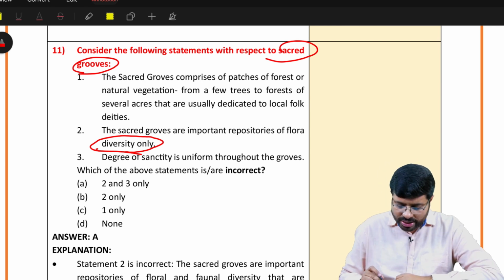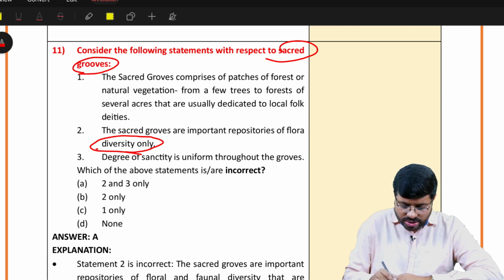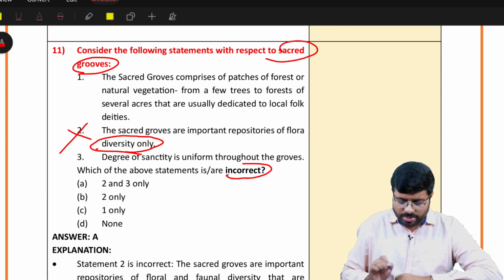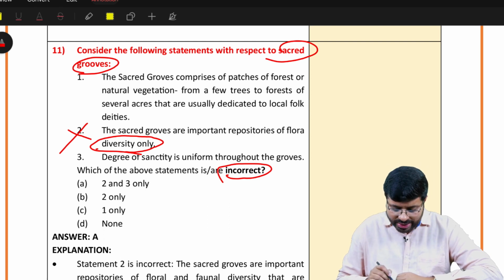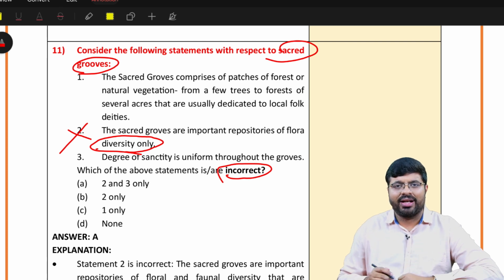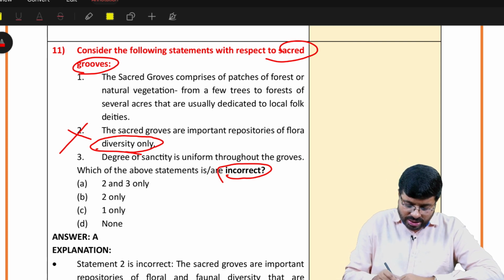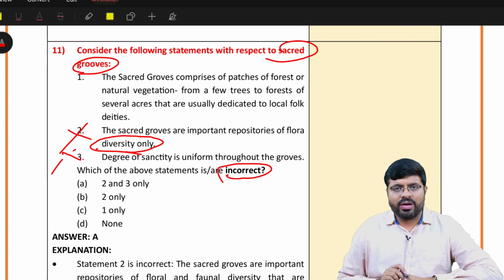So, are sacred groves repositories of only flora? Definitely not. Statement 2 is wrong. The question is asking about the incorrect one. The degree of sanctity is uniform. Why would the degree of sanctity be uniform throughout the groves? There will be variations as well, right? So statement 3 is also wrong.